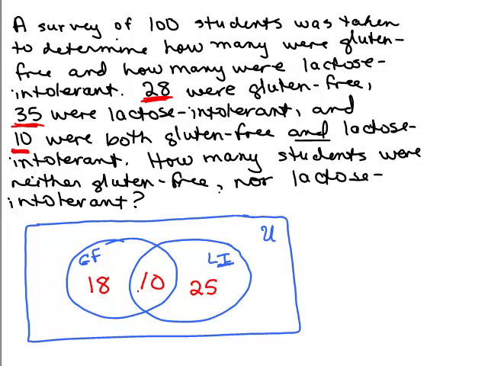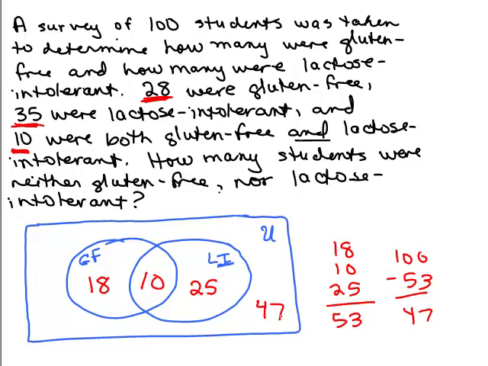So let's see what it adds up to so far. I've got 18, 10, and 25. So that's 53 so far. And so 53 plus what will give me 100? Well, you could just do 100 minus 53 if you don't know how to do it a different way. So there must be 47 people who are neither gluten-free nor lactose intolerant.